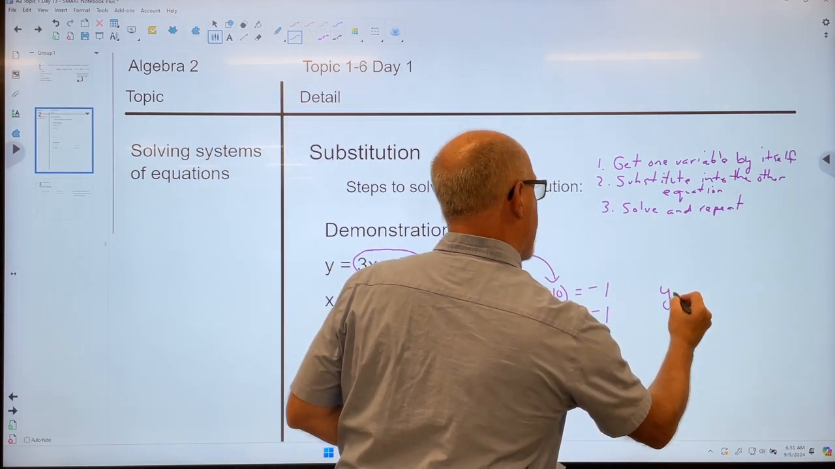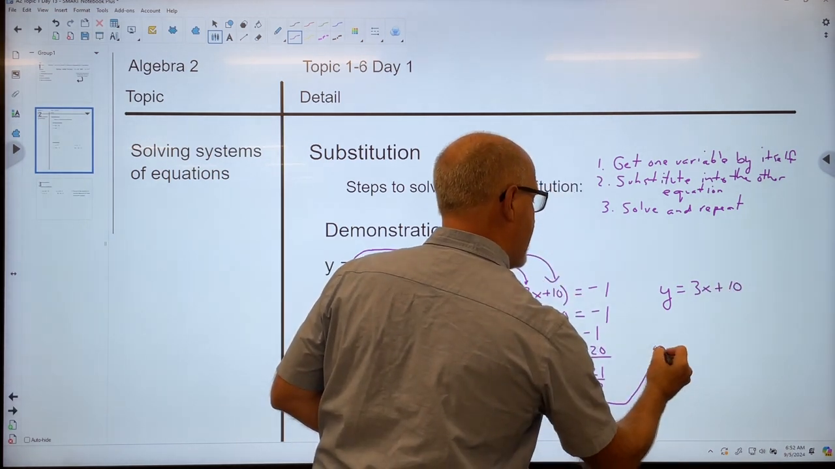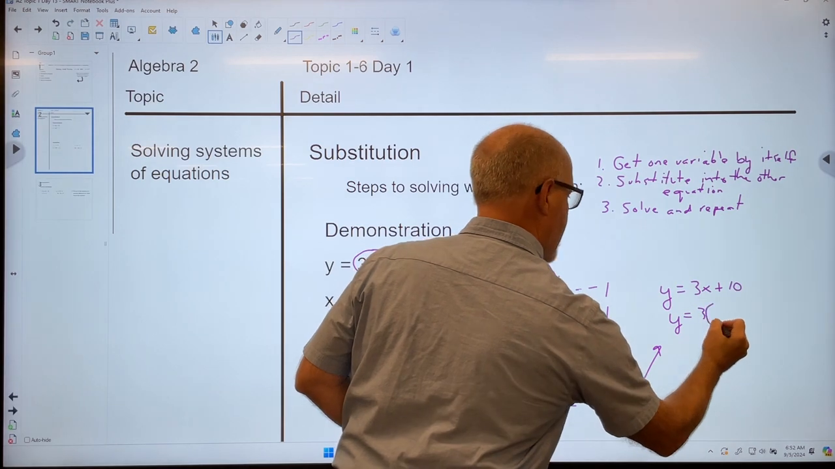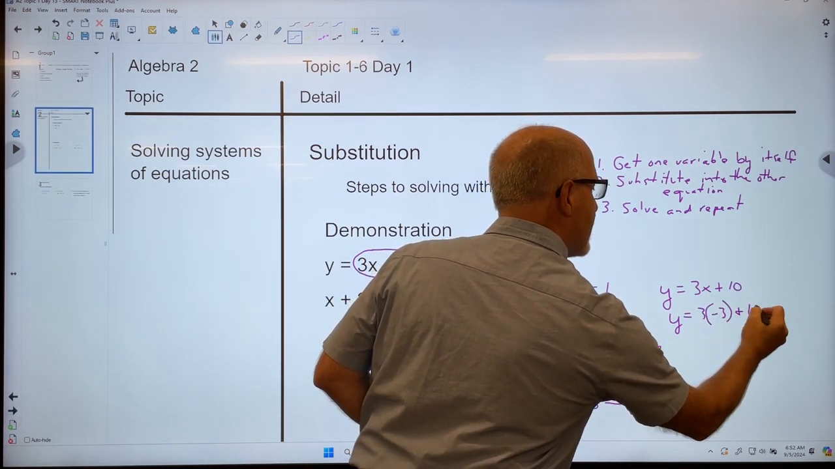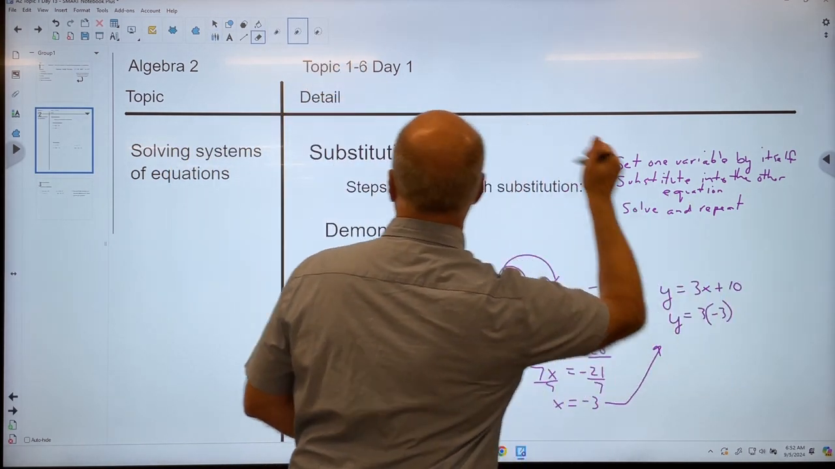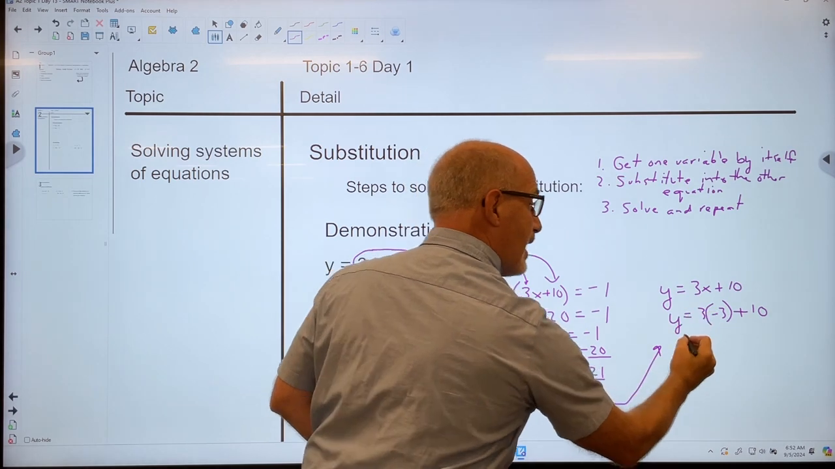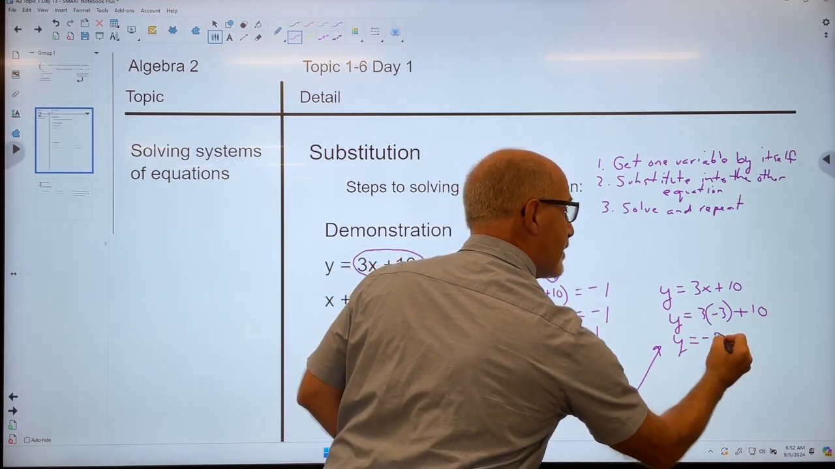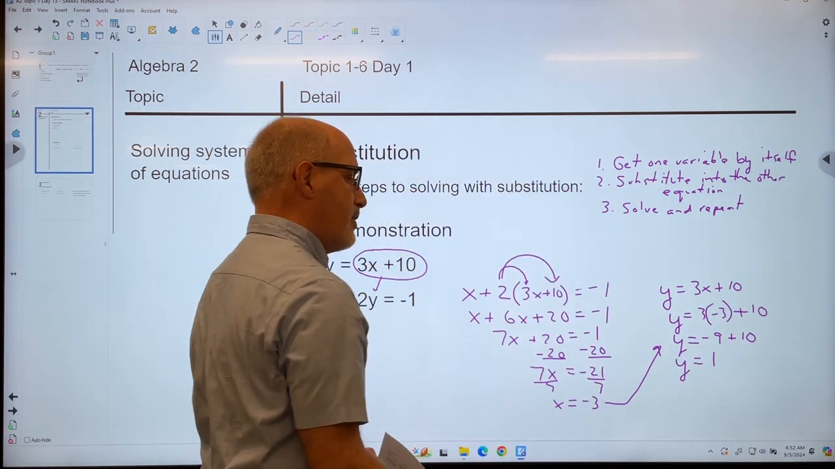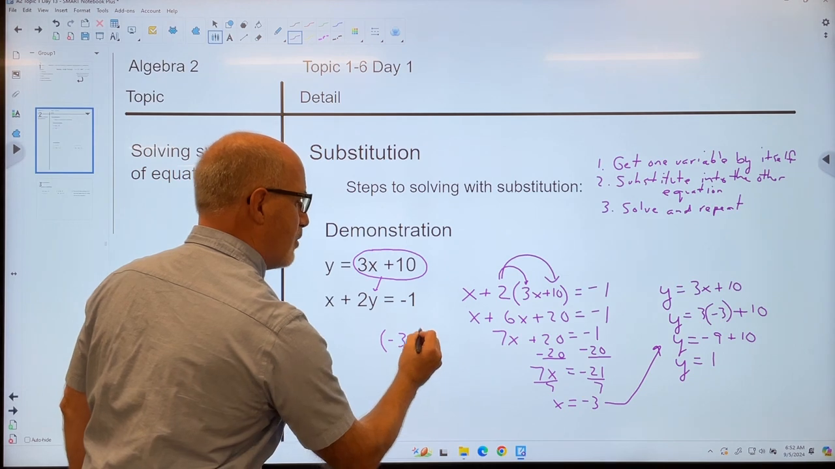So if I take y equals 3x plus 10, the first equation, and take this -3 and substitute it in, what I end up getting, take out the x, put in the -3, and then I go ahead and solve that. Plus 10 here. So I get negative 9 plus 10, and negative 9 plus 10 is equal to 1. So when I put my x and y together, my solution for the system is negative 3, comma 1 for an answer.